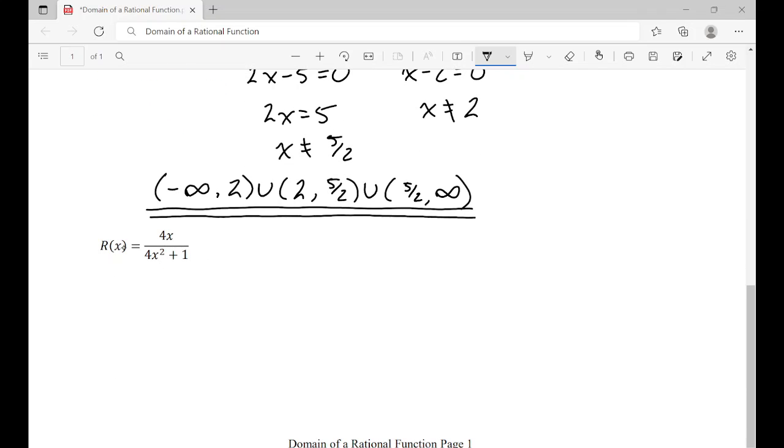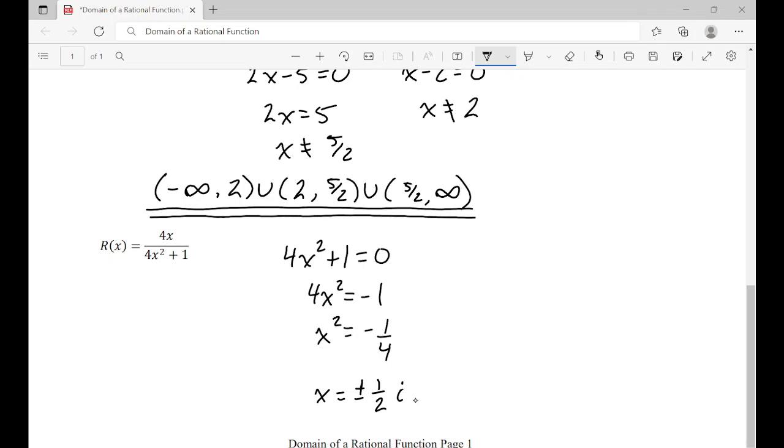Last, we have the rational function r of x equals 4x over 4x squared plus 1. So again, we don't care about the top, just the bottom. So 4x squared plus 1 equals 0. And we're going to solve for x. So subtract 1 over, 4x squared equals negative 1. Divide by 4, x squared equals negative 1/4. And then square root both sides. x equals plus or minus 1/2 i.